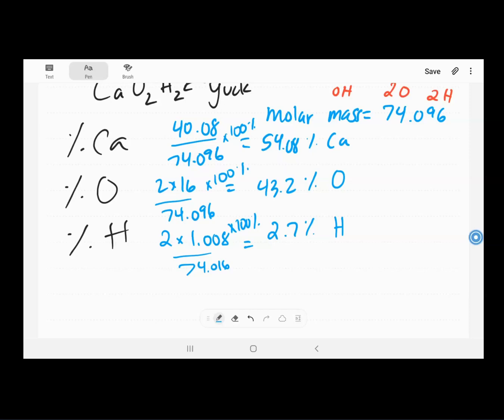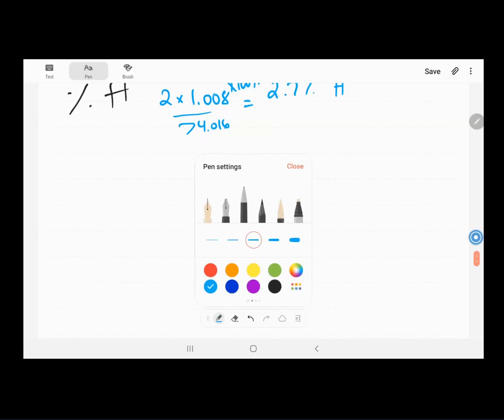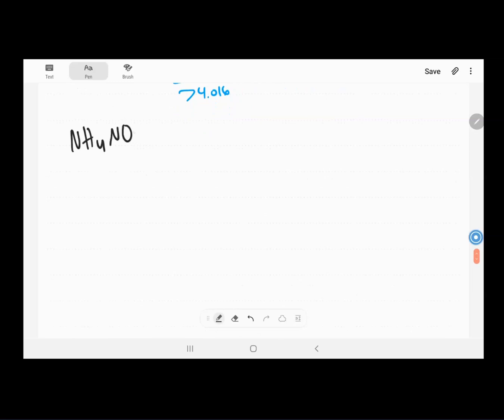Alrighty. Let's do, aha, how about this one? Okay. Anybody? Percent mass. Wow. Okay. Out of curiosity, just to put this in your head, anybody know the name of this guy if it had a plus sign?